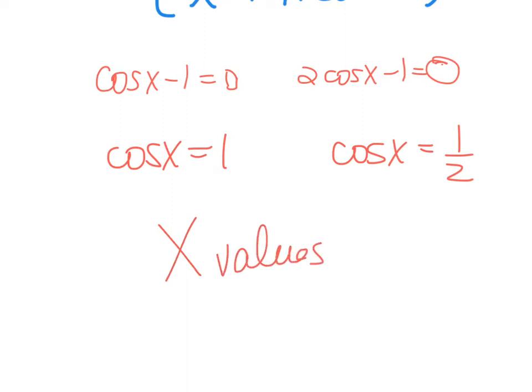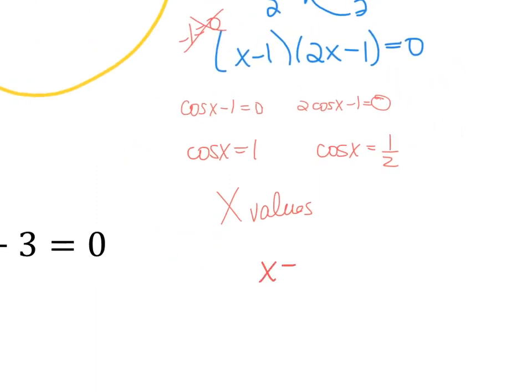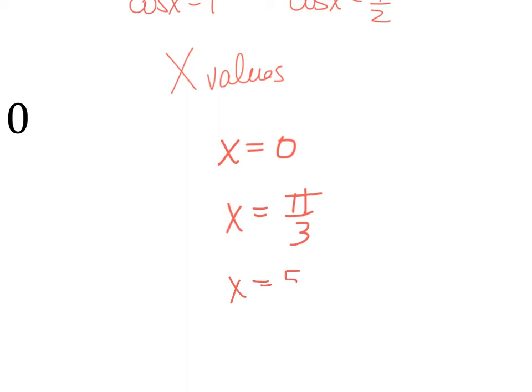Where on the unit circle are my x values positive 1 and positive 1/2? X equals 0, pi over 3, and now if they said over the specific interval of what, there's my answers. Did they tell me the specific interval? So then what goes at the end of each? Yep.